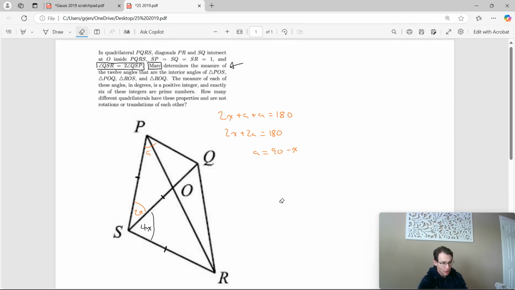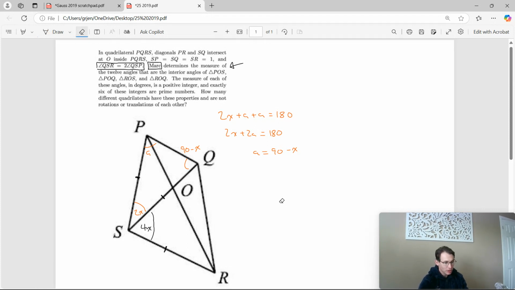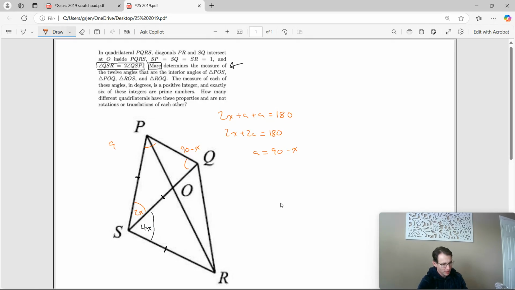All right, so now we are going to replace that. This is now 90 minus x. I want to work in as few variables as possible. And so is this one up here. It's 90 minus x, but it's 2 angles, so I'll have to figure out how that's partitioned in just a second.